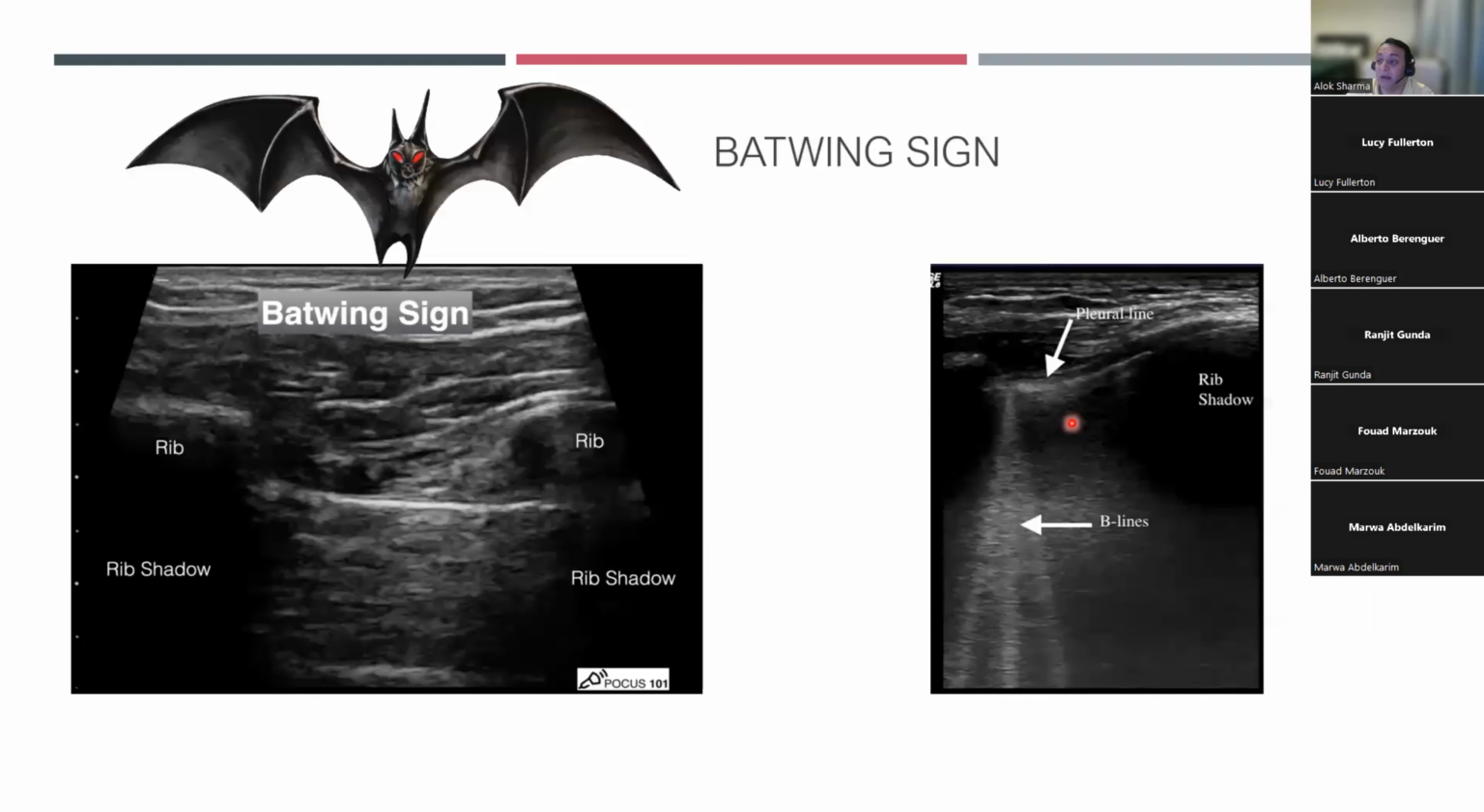And we call this the batwing sign. Why is it called the batwing sign? Anybody? I'll give you a bottle of champagne if you can tell me.